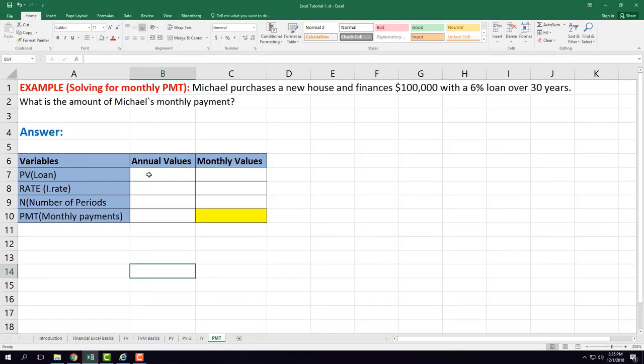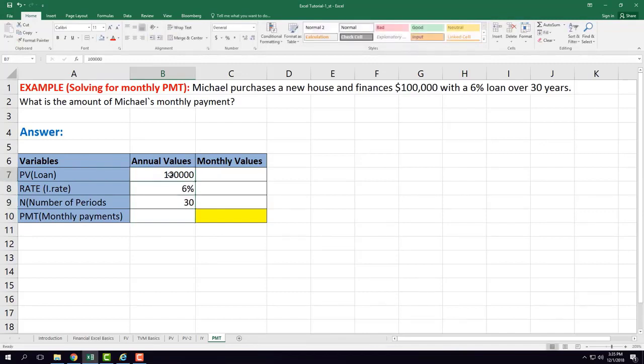Okay, so PV, which is the loan, is $100,000. Okay, right here 100,000, and hit enter. And the interest rate is 6%. Okay, I'm just copying and pasting everything here. And number of years is 30, and we are asked the monthly payments.